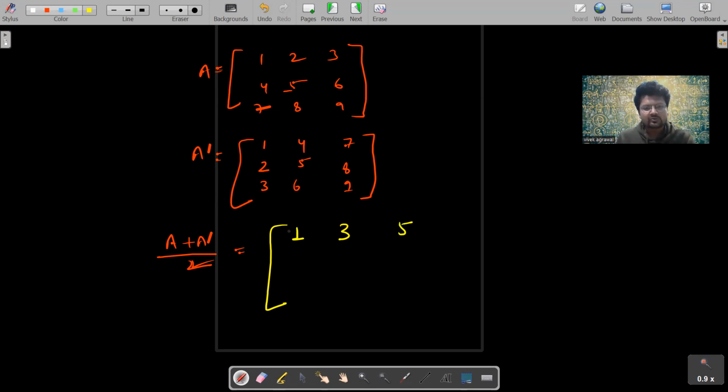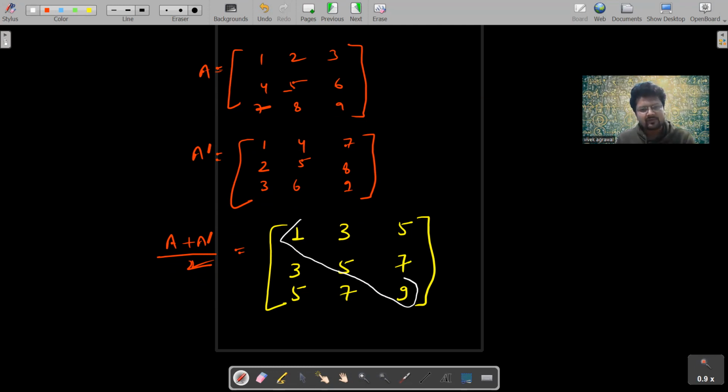Now, 4 plus 2, 6 by 2, that is 3. 5 plus 5, 10 by 2, that is 5. 6 plus 8, 14 by 2, that is 7. 7 plus 3, 10 by 2, that is 5. This will be 7, and that will be 9 itself, right? So you can see, is this a symmetric matrix? 1, 3, 5, 3, 5, 7, 5, 7, 9.